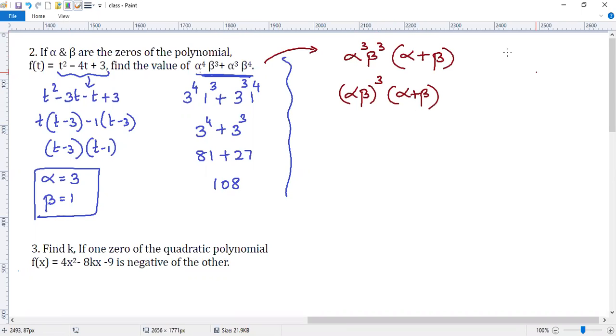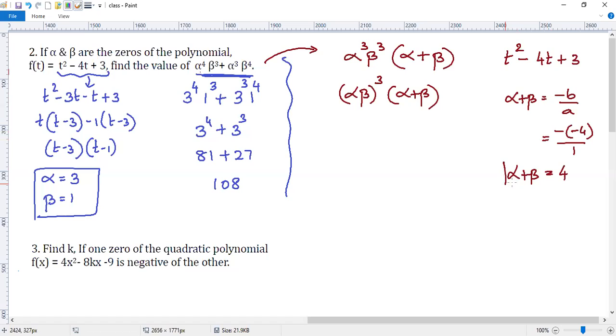So the particular polynomial given is t squared minus 4t plus 3. Here, what is alpha plus beta? Minus b by a. What is minus b by a? Minus of minus 4 divided by 1, which is equal to 4. So alpha plus beta is 4. This is one thing. Next, what is alpha beta? C by a. What is C? In this one, C is 3. So 3 by 1 you get. Right? So what is alpha beta?